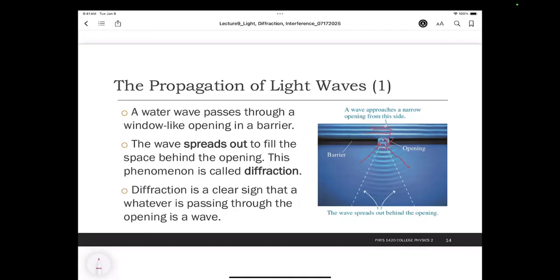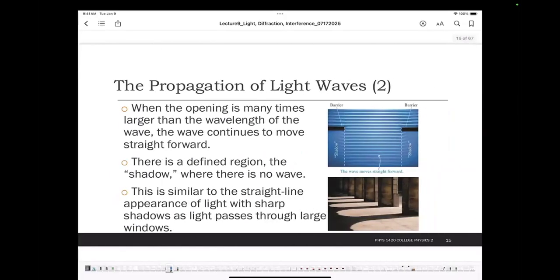I think you guys know this situation, am I right? Diffraction is a clear sign that whatever is passing through the opening is a wave. Does it make sense to you? If a wave passes through a window, it will show this phenomenon, which we call diffraction.